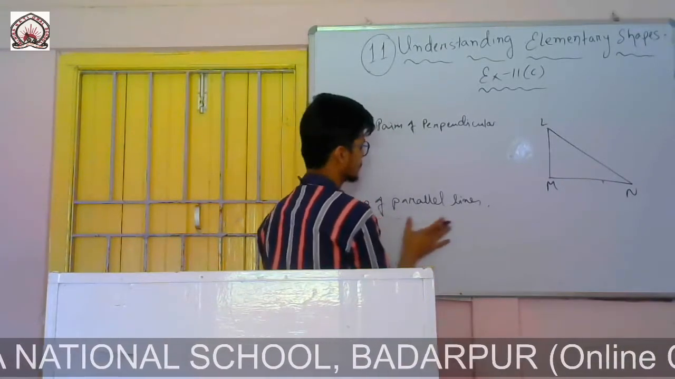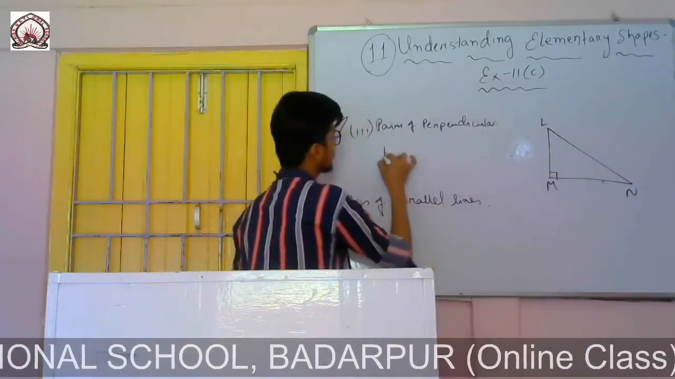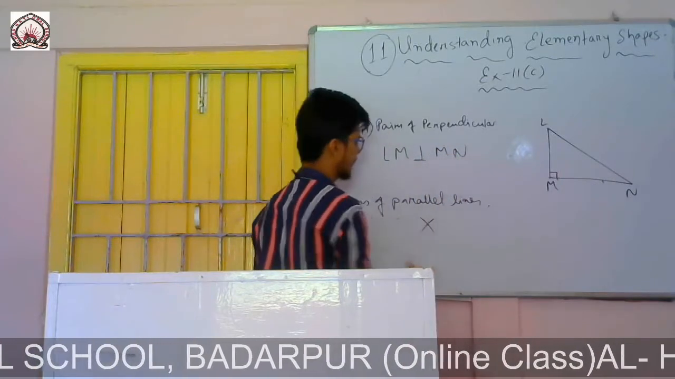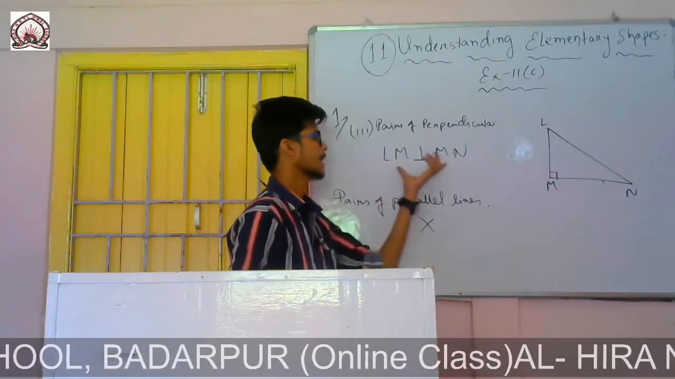Okay, leave this one. You simply write only the perpendicular. Only one perpendicular line is there, and it is LM perpendicular to MN. There are no parallel lines, so no need to write this one. You only write the perpendicular line. You write this one.